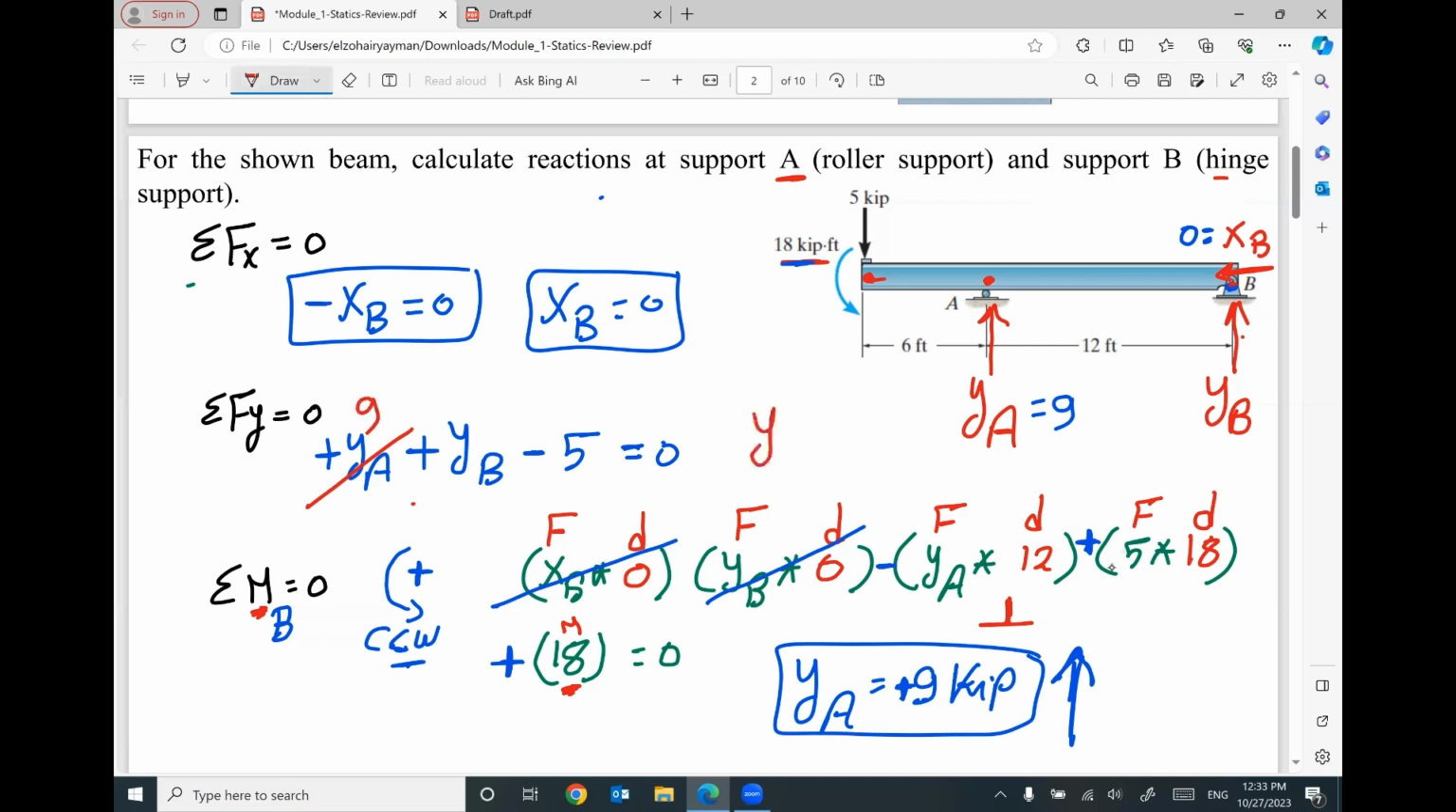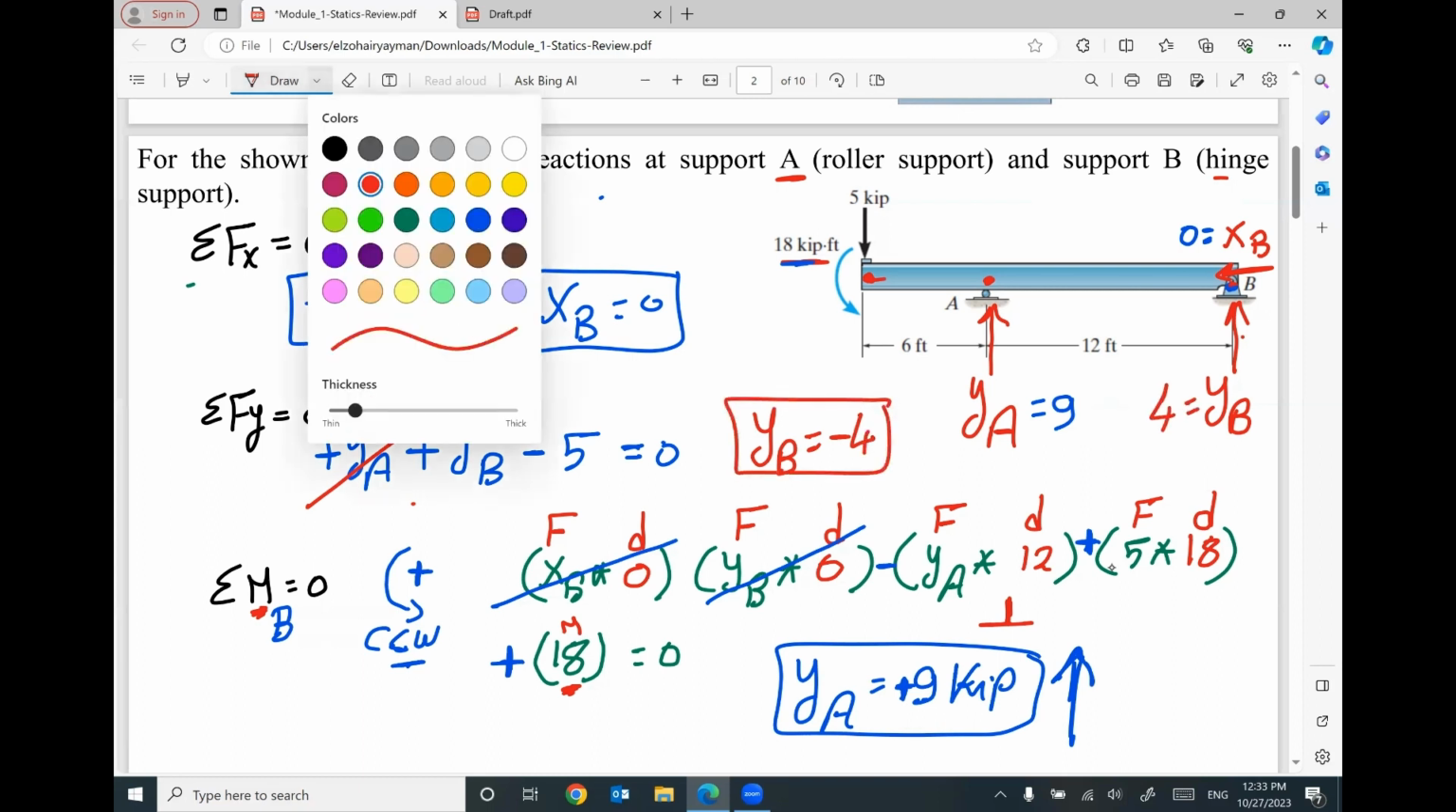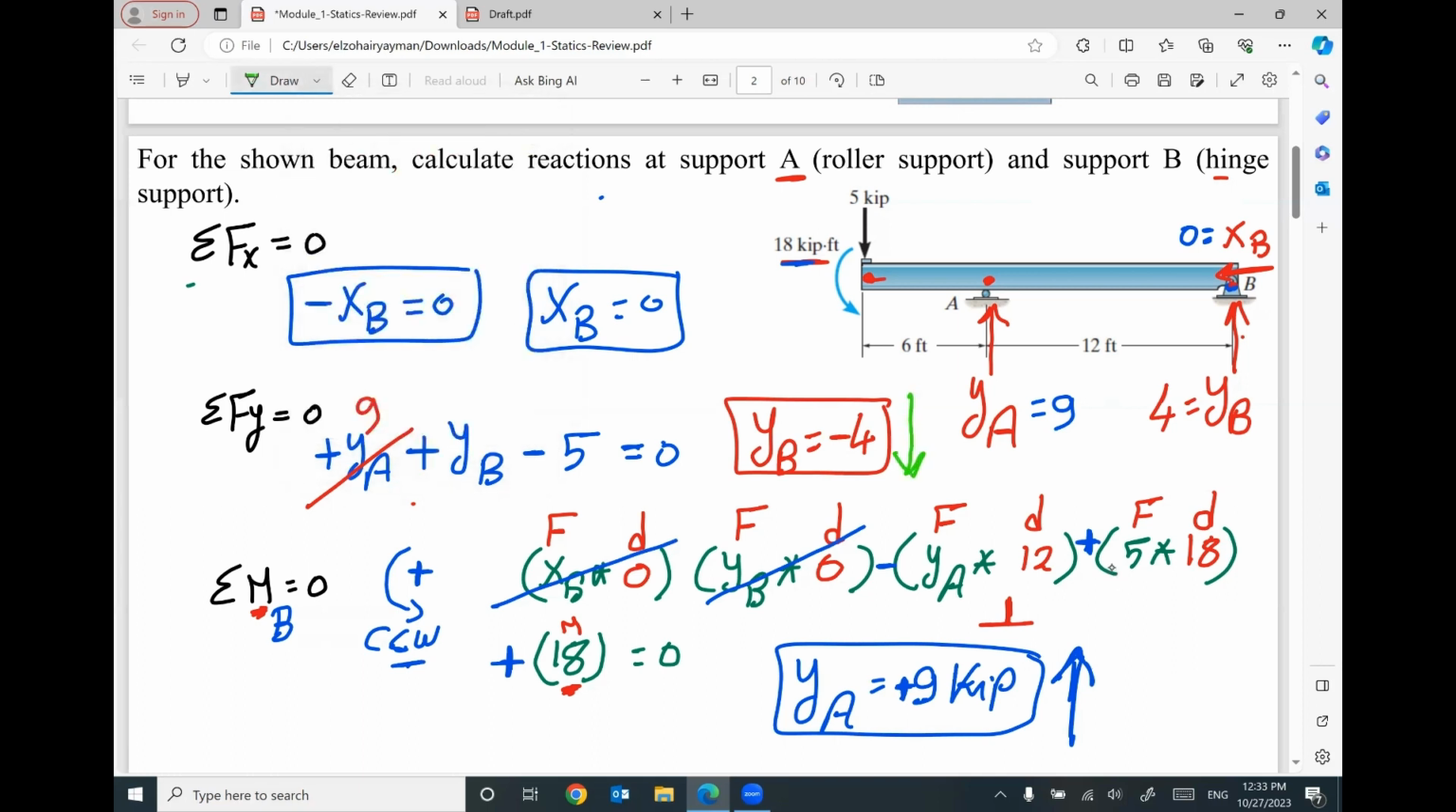I can find out the reaction YB. It will be negative 4. So this reaction will be negative 4. Negative means I assumed the wrong direction. This reaction should be down, not up. That makes sense? This is how to figure out the reactions for any given beam.